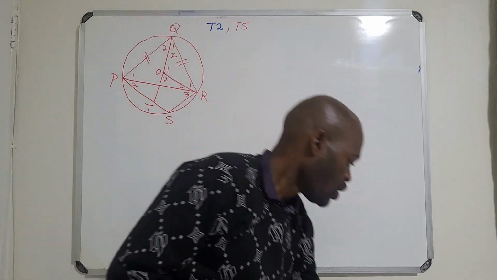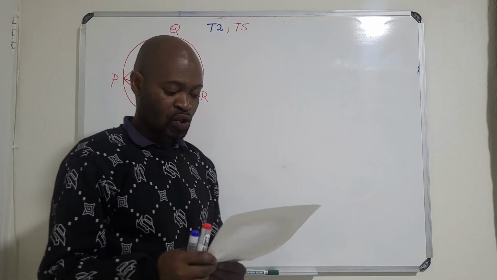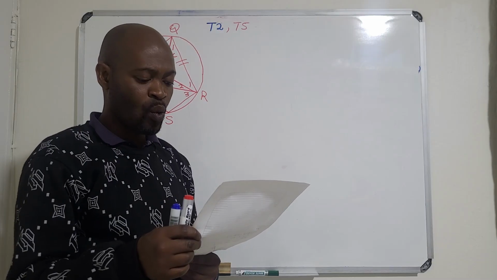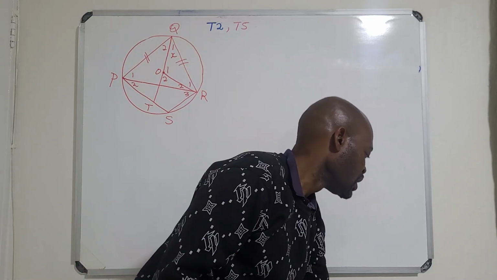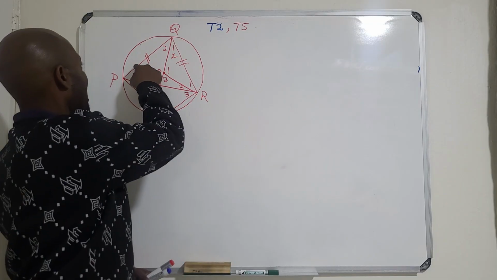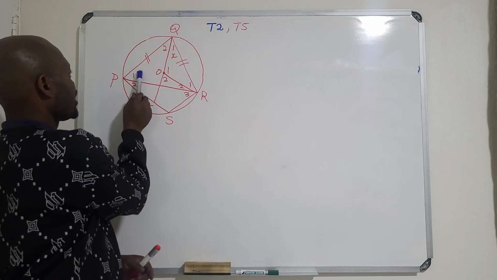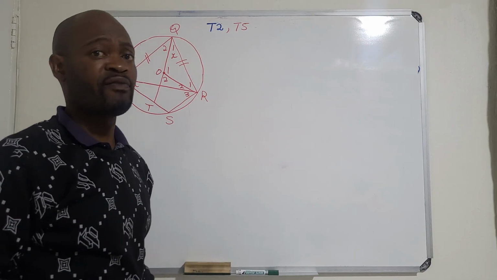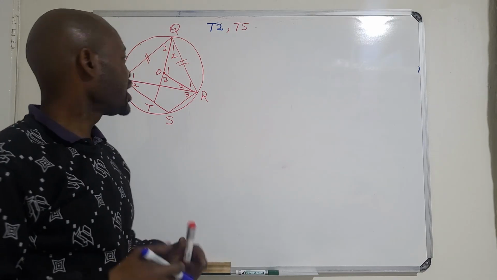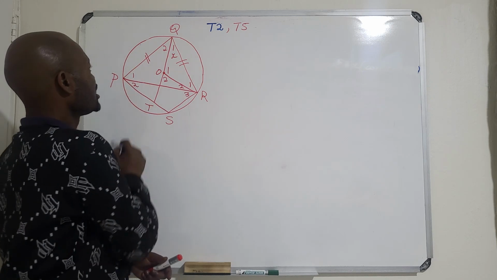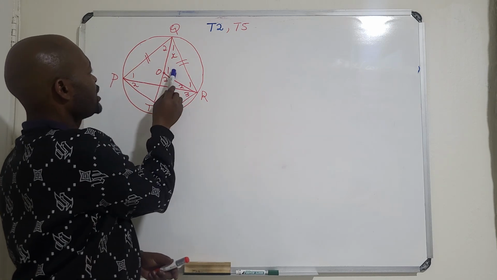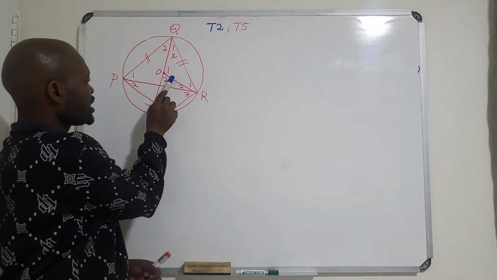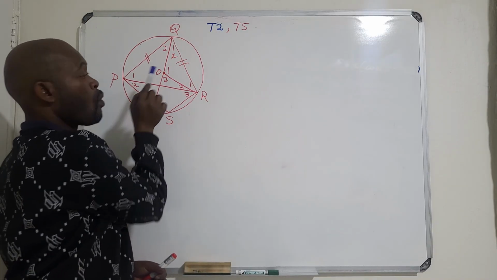Now, we are told to calculate, with reasons, angle P1 in terms of x. We are told to calculate angle P1, which is this angle here, in terms of x. For us to calculate angle P1 in terms of x, we need to find this angle, which is O1.